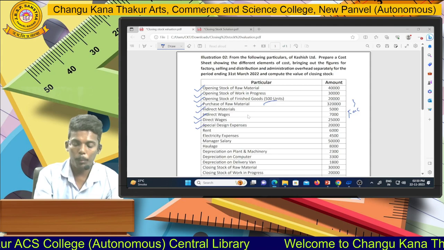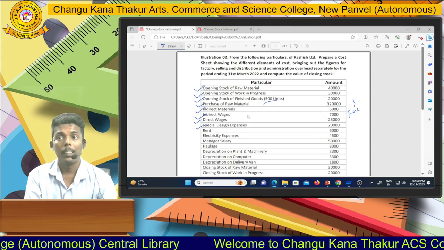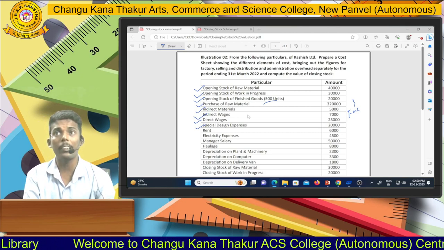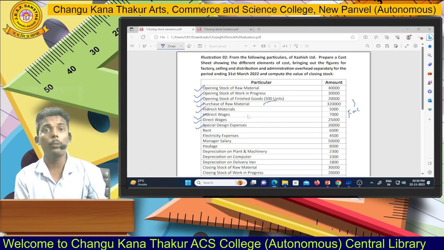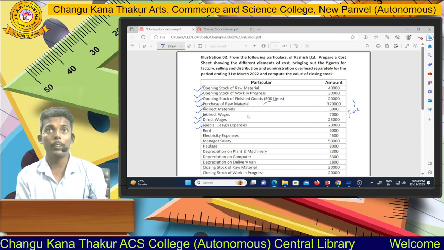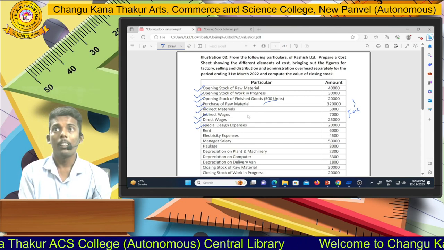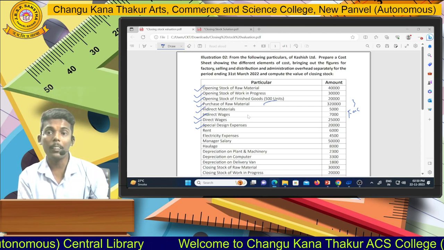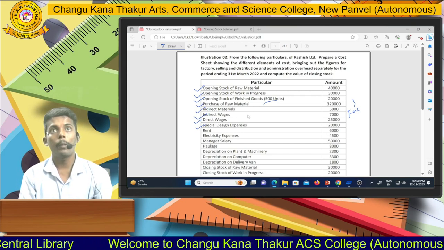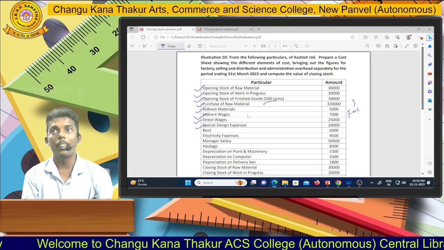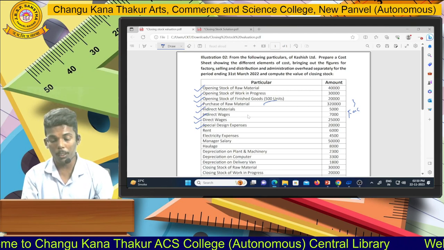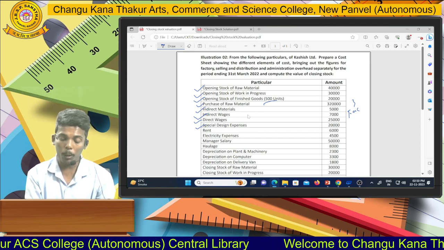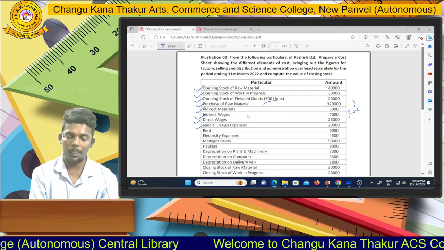Then they give you special design expenses. In the theoretical session, I gave the explanation regarding direct expenses. The examiner does not directly give you direct expenses with an amount. Sometimes the examiner gives you another component, such as a special design, special machinery hire for production, or royalty on production. Then, according to the theory, we identify the special design expenses as direct expenses.